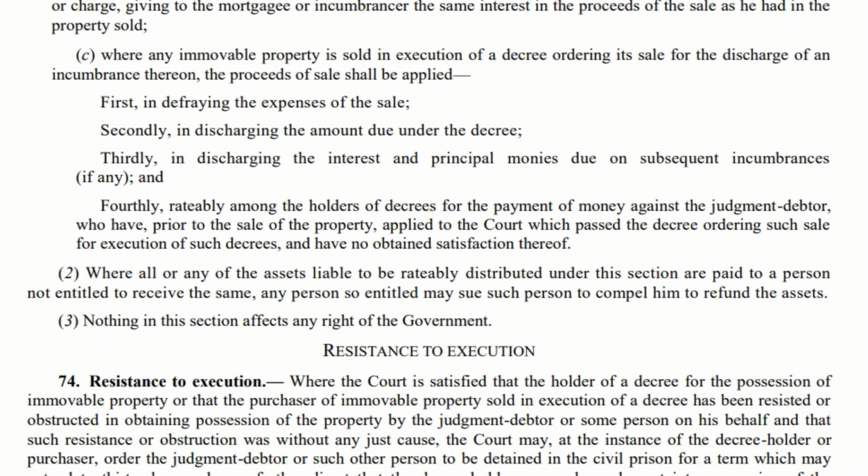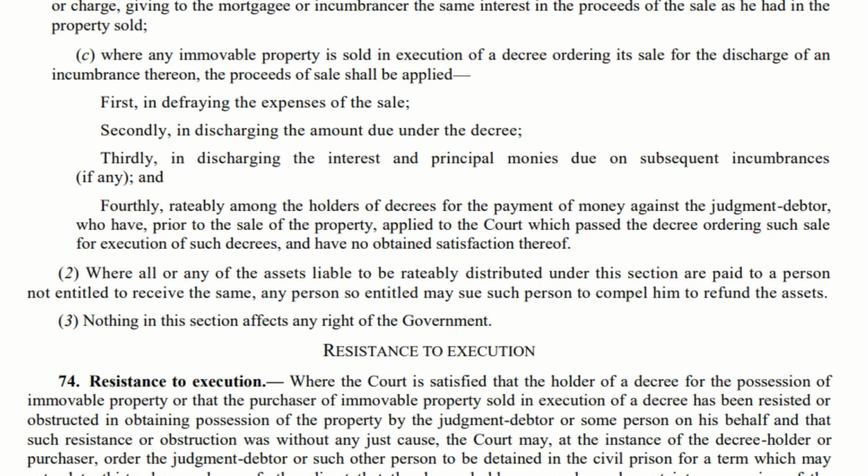Let us move to the next point, which is point C. Where any movable property is sold in execution of a decree ordering its sale for the discharge of an encumbrance thereon. Imagine there is an encumbrance in a property. To realize this encumbrance, they sell the property in discharge of the encumbrance. First, defraying the expenses of the sale. That is, when I'm trying to sell a property, there may be some expenses. So those expenses will be deducted first from the amount I get by the sale. Second is discharging the amount due under the decree. As per the decree, how much amount is to be paid, that amount will be deducted.